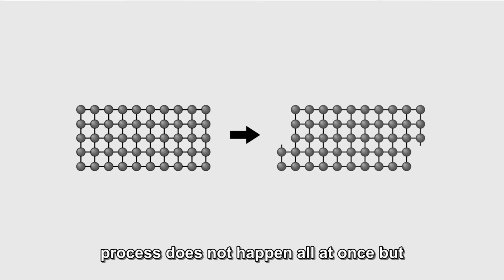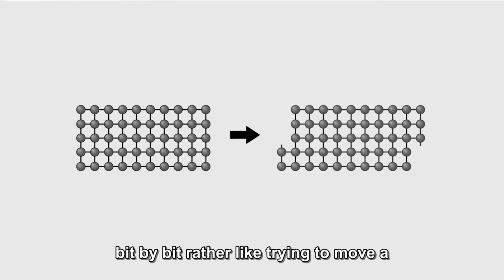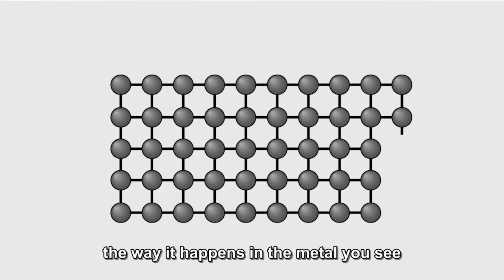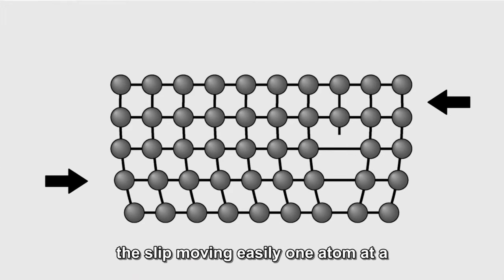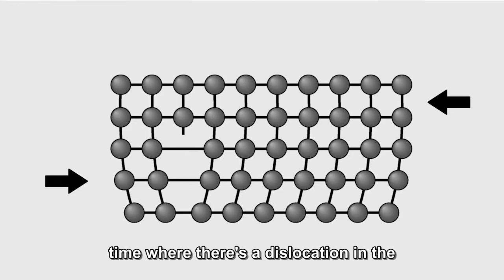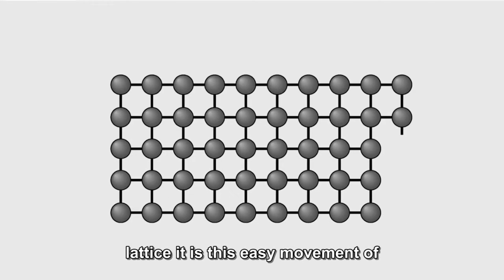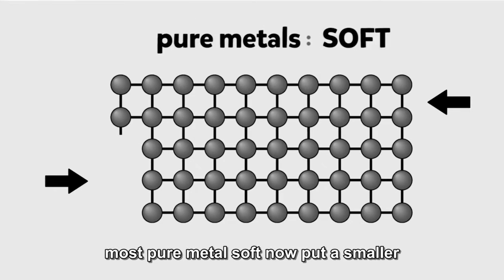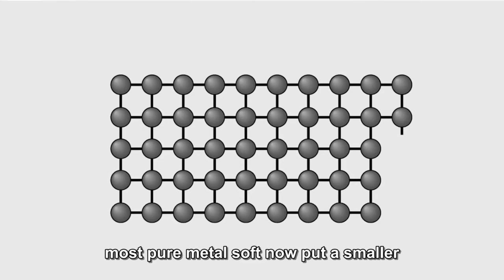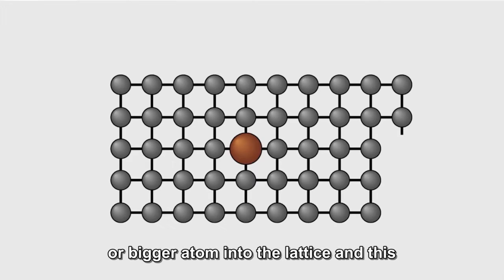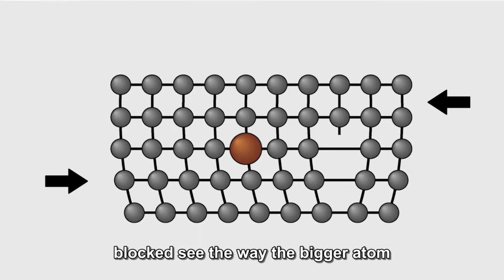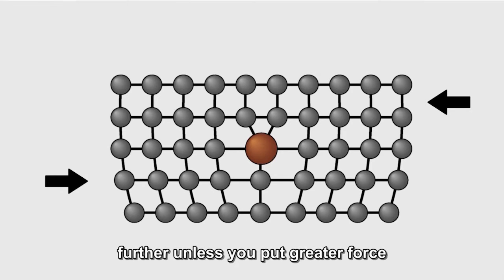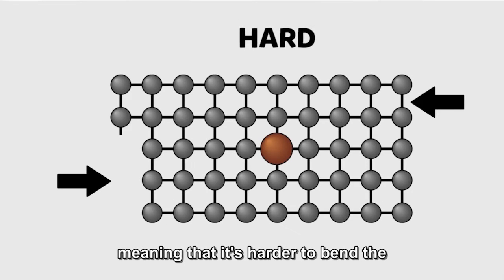However, this process does not happen all at once, but bit by bit, rather like trying to move a carpet by putting a ruck in it. Here is the way it happens in a metal. You see the slip moving easily one atom at a time where there's a dislocation in the lattice. It is this easy movement of atoms in the crystal lattice that makes most pure metals soft. Now put a smaller or bigger atom into the lattice, and this easy movement of the dislocation is blocked. See the way the bigger atom stabilizes the dislocation, which gets no further unless you put greater force, meaning that it's harder to bend the alloy.